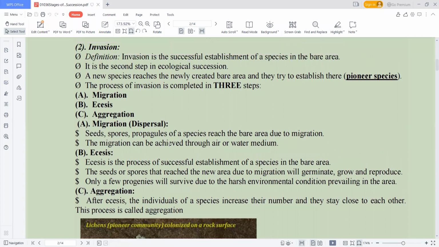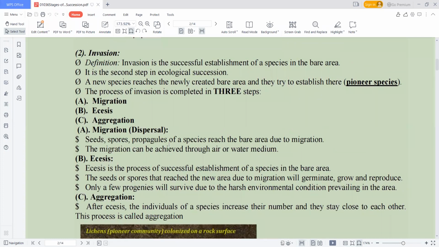So the first step is nudation, that is the formation of bare area. Due to climatic factors or soil factors or biotic factors, the bare area forms, the area which is without any living organism. So the first step is the formation of bare area. The second step is the invasion, that is the successful establishment of the species in this bare area. It may take place through 3 steps.